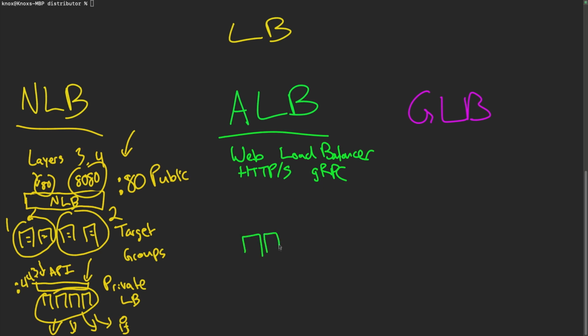Perhaps I do have web servers set up like so. What's cool about the application load balancer is it operates up to layer 7. And if you're not really familiar with what that really means, when you type in a website, you go to https://cbtnuggets.com.